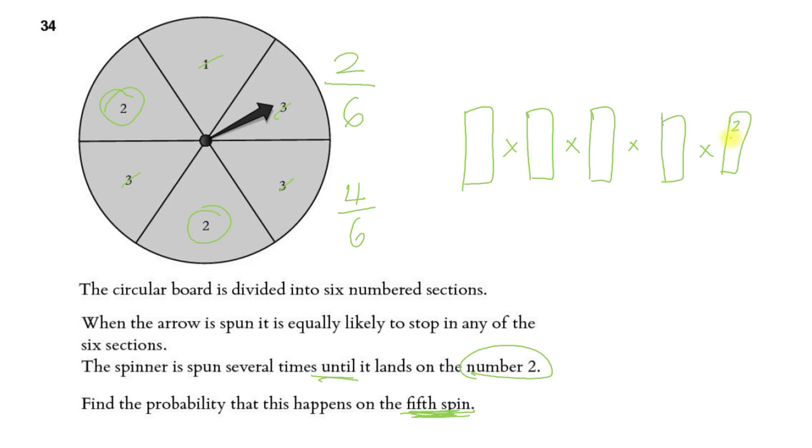So this is 2 over 6. And all the other spins would be not number 2. 4 over 6, 4 over 6, 4 over 6, right? It's this probability. 4 over 6. So compute this onto your calculator. 16 over 243.